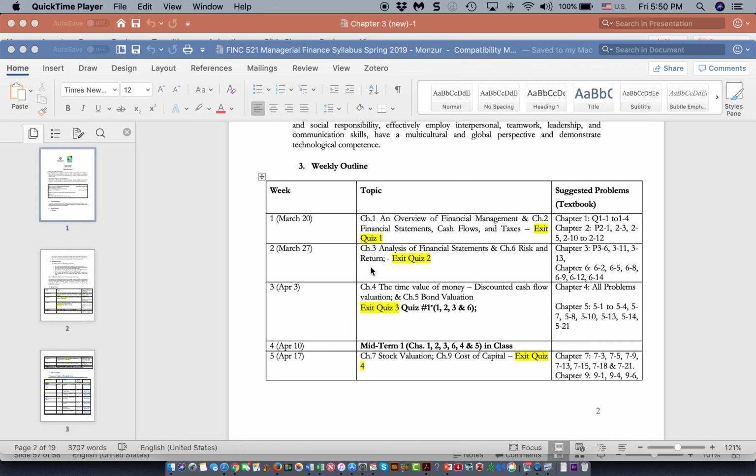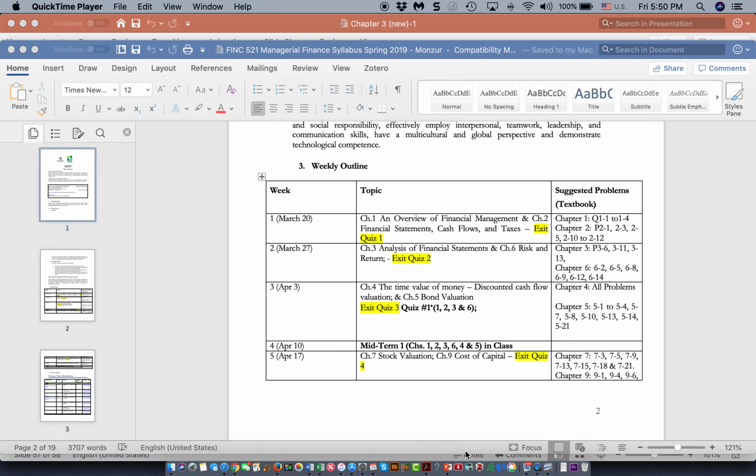So look at this. What we needed to have done in the classes is chapter 3 and chapter 6, and then you take the exit quiz too. So you will take exit quiz too, and then take care of these problems. One of the groups needs to take over. I know Al's group was prepared to do chapter 1 and 2, but you can take any group. Please volunteer to take chapter 3 and chapter 6 problems: analysis of financial statements and chapter 6, risk and return.